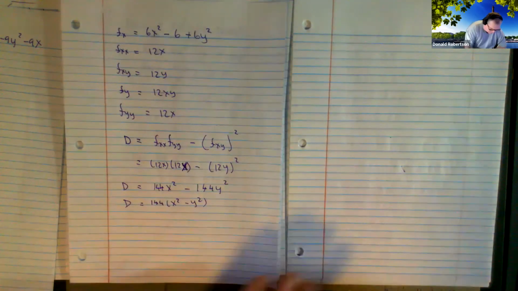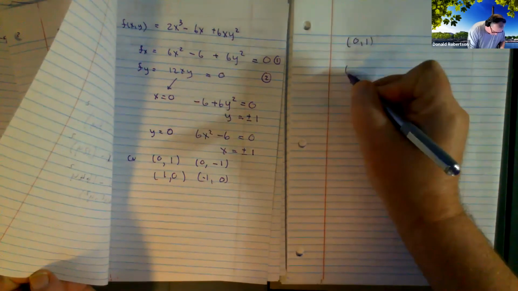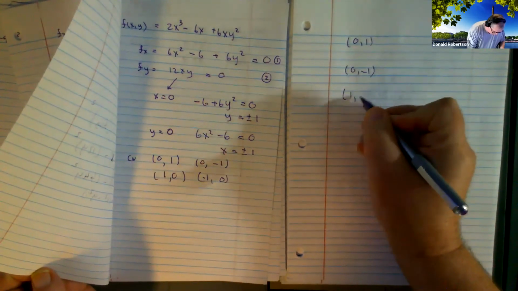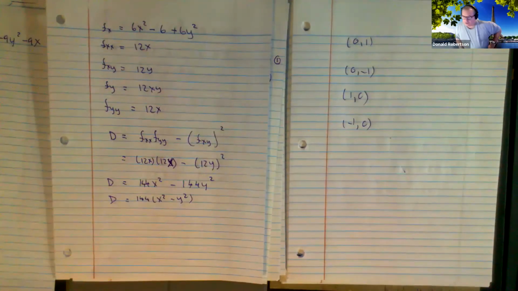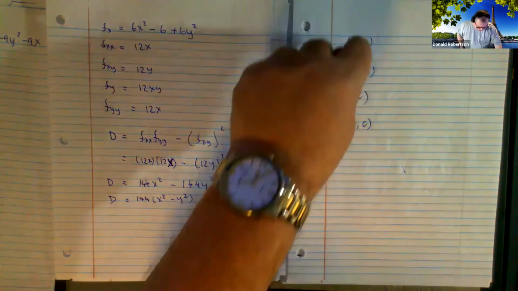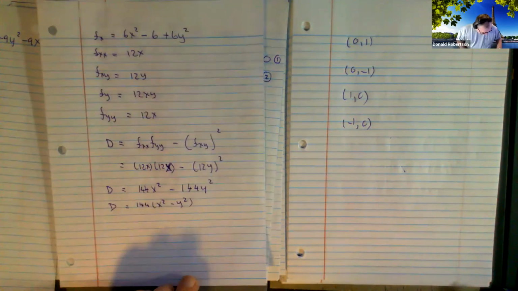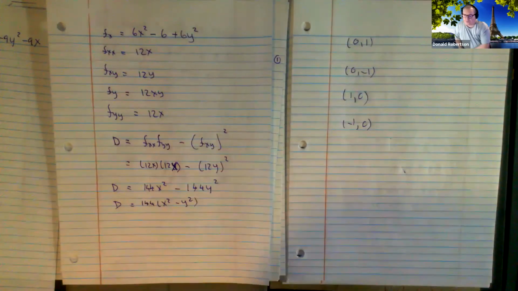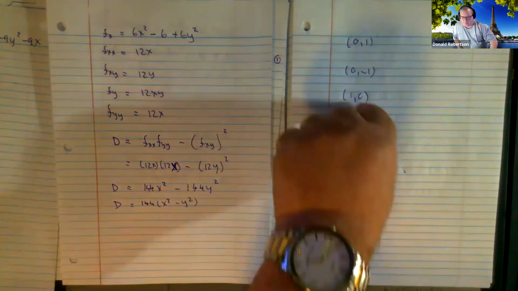We have 4 critical numbers to test: (0, 1), (0, -1), (1, 0), and (-1, 0). Now, any one of those could be a local max, a local min, or a saddle point, right? I guess you could have 4 saddle points. Anything could happen. But we have to check each one to decide what it's going to be. I don't want to do 4 of them because it takes up too much time. Which one of those 4 do you want me to test, just to show you how you would test them? 1, 2, 3, or 4. Which one do you want?